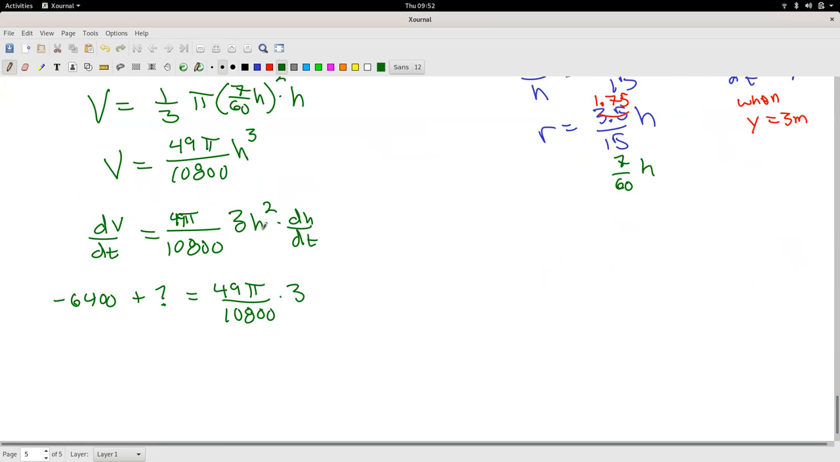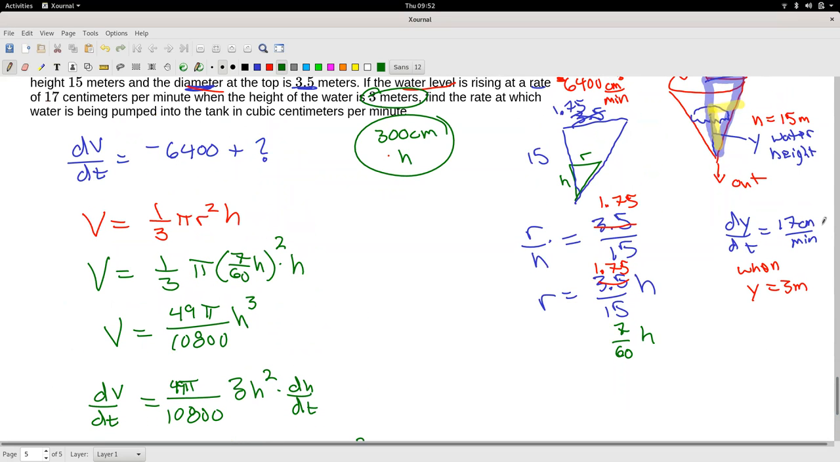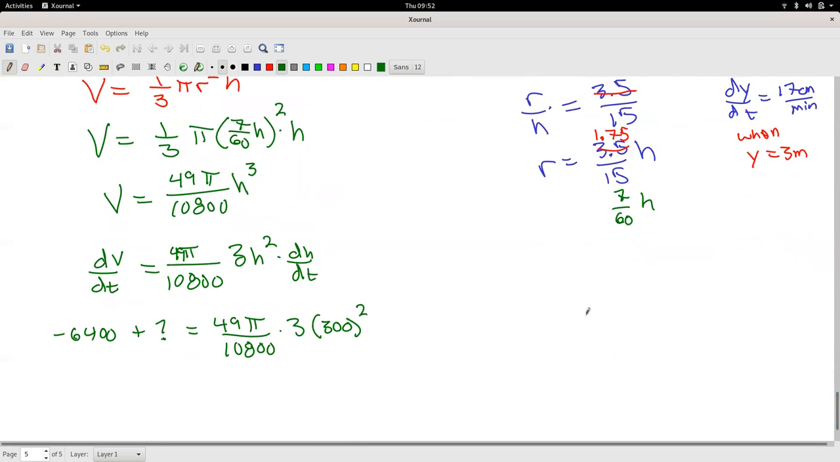3, h is 300 centimeters, right, squared. And we were given dh/dt, remember? That was, I'm calling it y here, 17 centimeters per minute. So we do have that too. So times that 17. And so then we can just calculate that and solve for the question mark. So our missing rate in has to be all of this stuff here plus that 6,400. Oof, that was a workout.